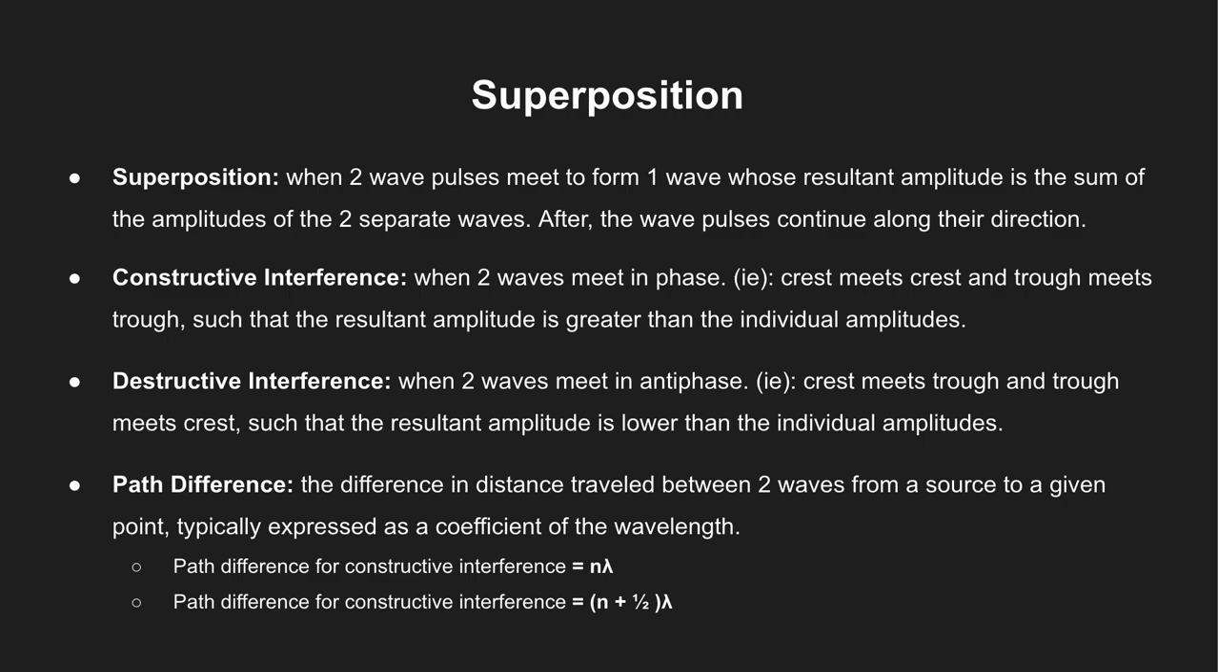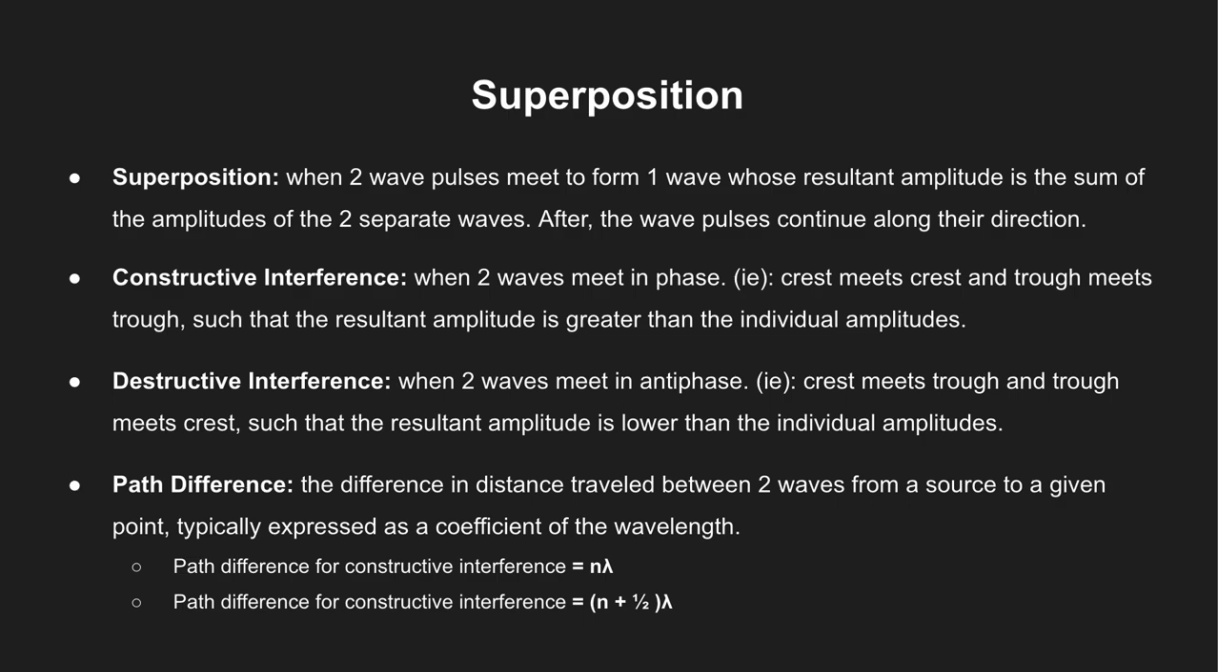The one superposed wave is not going to continue to be that way. The two waves move along on their own paths. There can either occur constructive interference, which is when two waves meet in phase, so crest meets crest, trough meets trough, such that the resultant amplitude is greater than the individual amplitudes. And then you have destructive interference, which is when two waves meet in antiphase, or when crest meets trough and trough meets crest, such that the resultant amplitude is lower than the individual amplitudes.